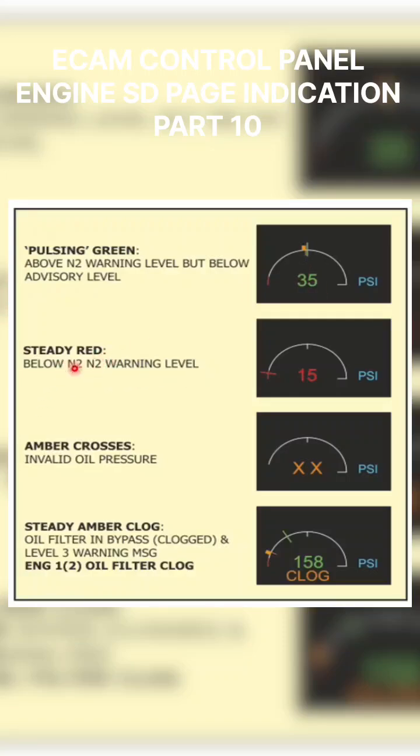And there will be the steady red mark below the N2 warning level. When it is below the N2 warning level, there will be the cross amber. If invalid oil pressure, then you can see here also the clog indication, steady amber clog, oil filter in bypass clogged, and a level 3 warning message will come, oil filter clog. Check the MEL whether it is available or not.